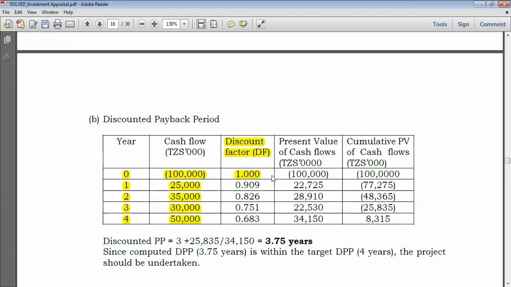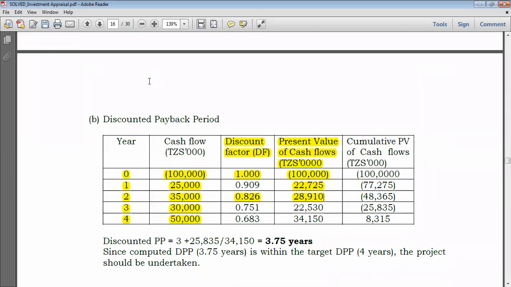And after having that discount rate, to obtain the present value of cash flows is very simple. You take the cash flows, multiply by the discount factor, and you have your present value here. You repeat. Year 2, you have 0.909, multiply by 25,000, and you would have 22,725. Then year 3, 35,000, you multiply by 0.826, and you have 28,910. So you just multiply cash flow times discount factor, you obtain your present value.